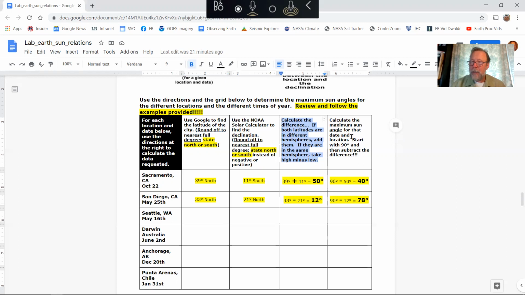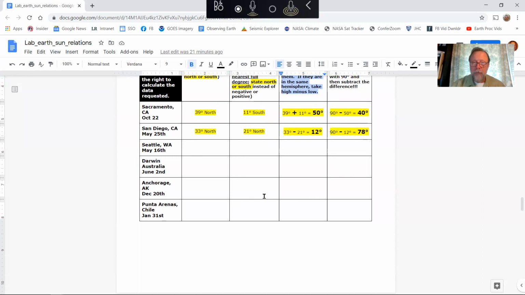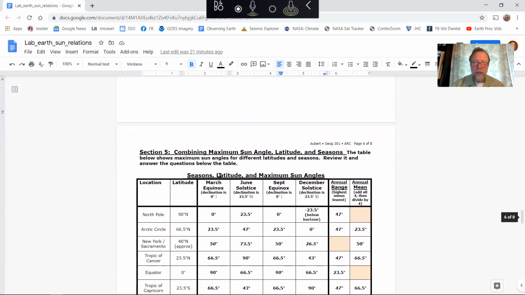Then what did I say? How do you calculate your maximum sun angle? 90 minus the difference. 90 minus the difference, which is what these two examples show. So what do we know? On October 22nd in Sacramento, the sun's only going to get to about 40 degrees in the sky. For May 25th in San Diego, the sun is going to be 78 degrees in the sky, much higher. So you're going to complete the rest of these following the directions.